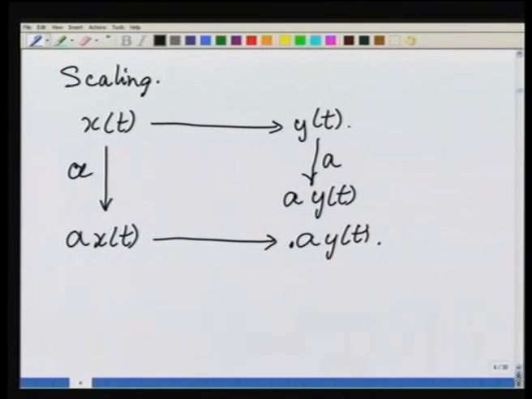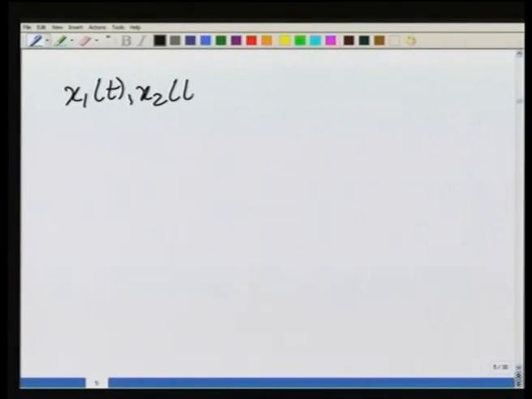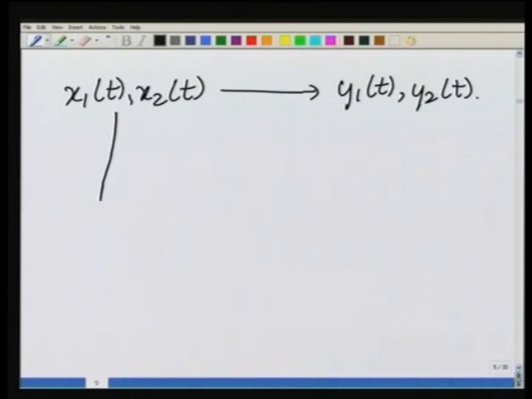A similar thing is done for superposition. What we will do is the following: consider two signals x 1 t, x 2 t, apply both of them to the system one after the other or whatever, to get the corresponding outputs y 1 t and y 2 t. Now, if these two signals applied at the input x 1 t and x 2 t are added to each other, we would get x 1 t plus x 2 t.